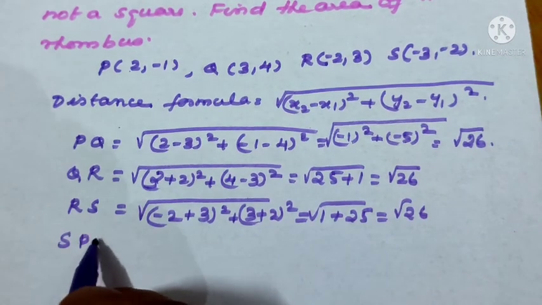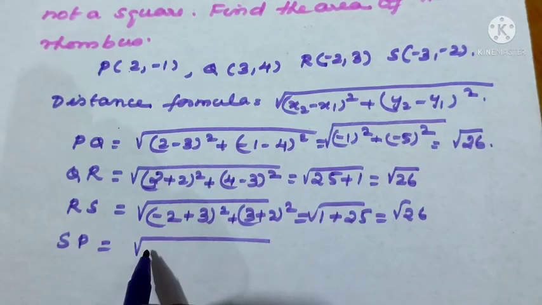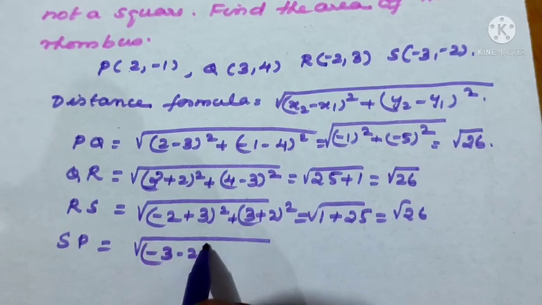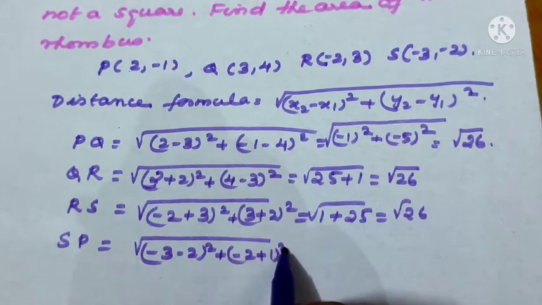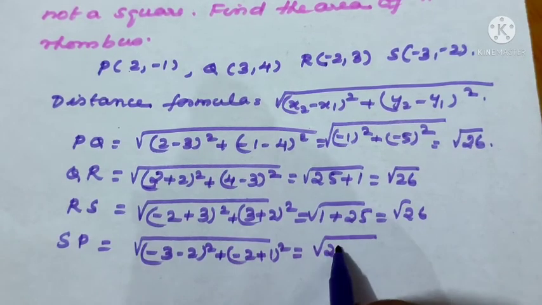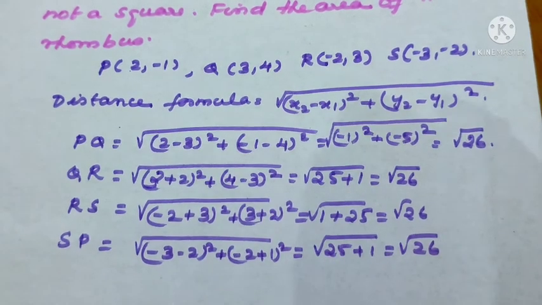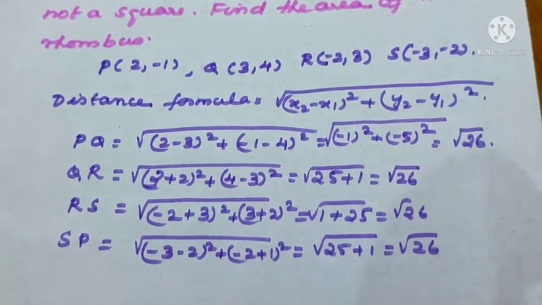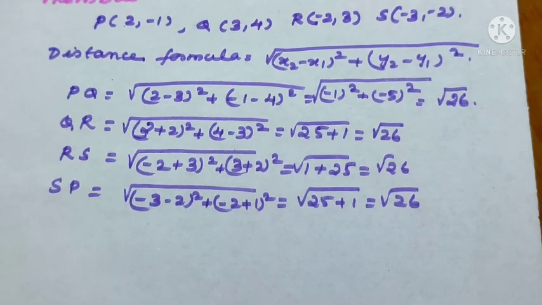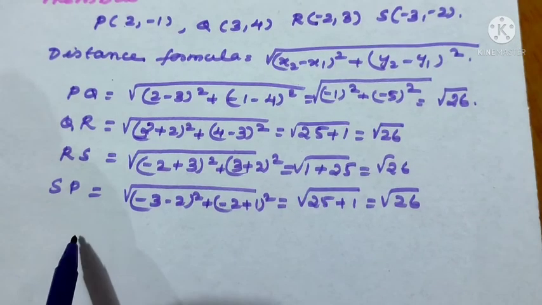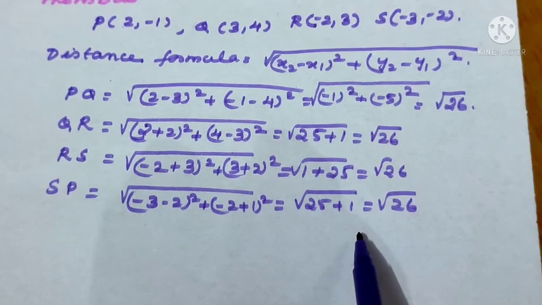Now SP is the fourth side, root of (-3 minus 2) whole square plus (-2 plus 1) whole square. Again 25 plus 1 is equal to root 26. Now we got that all four sides are equal. We also have to show that it is not a square, so we should calculate the diagonals' lengths. By this we can say that it is a rhombus.